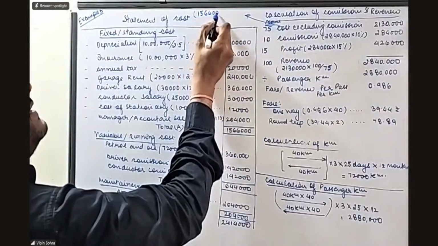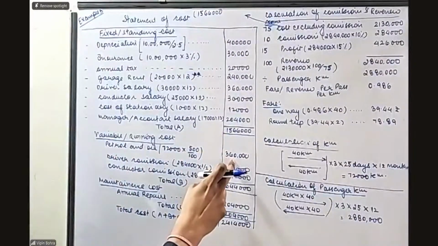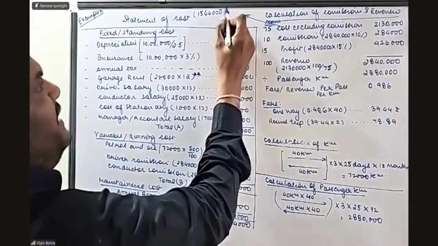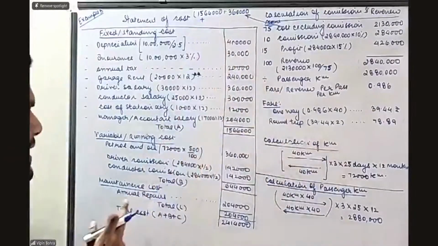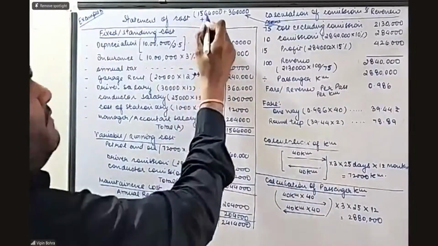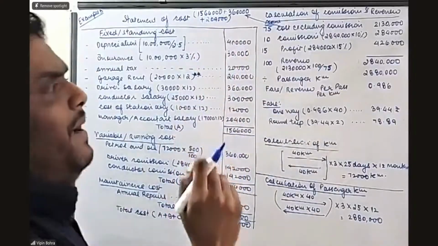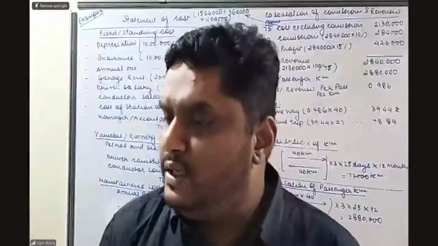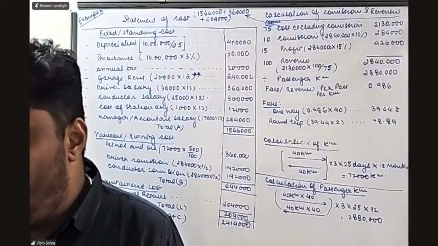15 lakh 66,000. My cost excluding commission, that is petrol, we have already calculated, that is 3 lakh 60,000. Plus my maintenance cost, that is given straight away 2 lakh 4,000. So this is what my total cost excluding commission, 21 lakh 30,000. I hope Pooja Byalal, your query is resolved.